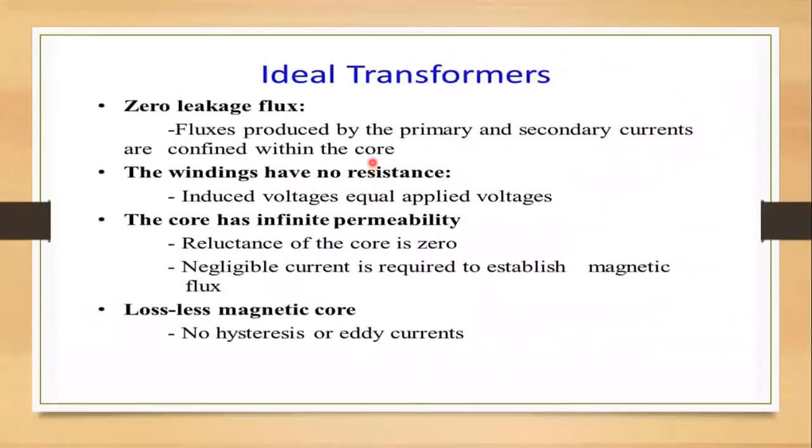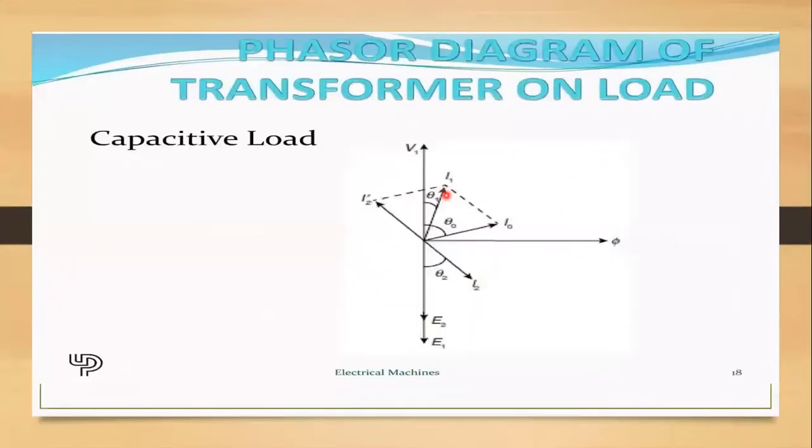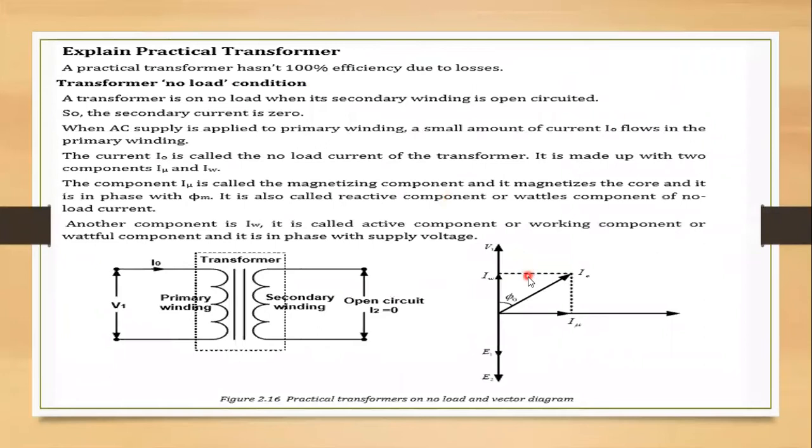From the phasor diagram you can easily understand. The no load current I0 is nothing but IMU plus IW. This current I0 is made up of two components, IMU and IW. That is, the no load current is a combination of IW and IMU, the wattful component and the wattless component.